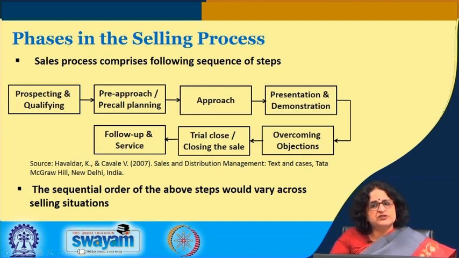Now, as I mentioned a little while ago as well, the sequential order of the above steps would vary across selling situations. In fact, it may so happen that a salesperson is very successfully able to lead a prospect across all these stages in the selling process. It may also happen that the process may get halted in between, or totally terminated in between. But it's important that the salesperson carries out this process as efficiently and effectively as he can, so that there is a sale, and the customer is satisfied at the end of the day, and it could be mutually beneficial for both the organization as well as the customer.